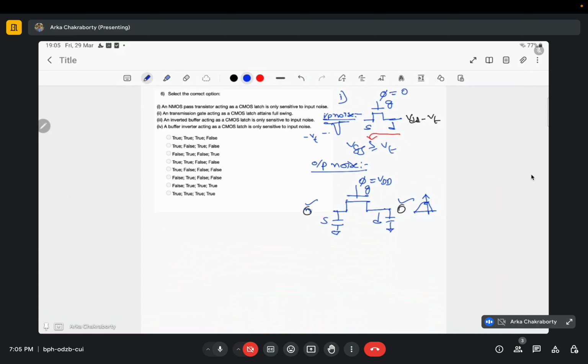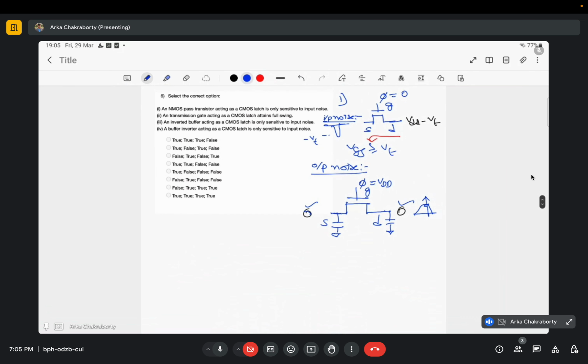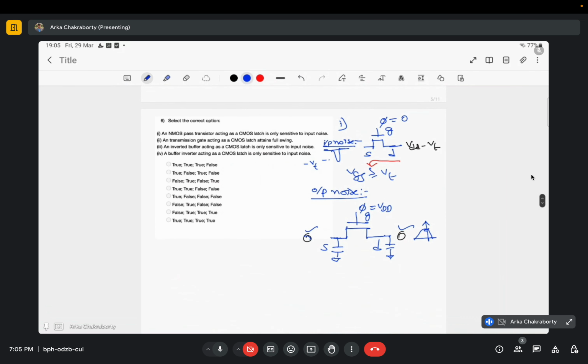So the input driver circuitry that was forcing 0, still instead of 0 there will be some voltage at the input due to the noise at the output. So it is also prone to output noise. So the first statement, that the CMOS latch is only sensitive to input noise, is wrong, because it is sensitive to both input and output noise. Clear? There will be some charge sharing and voltage will be developed here also. Same voltage will be developed at the input and output.